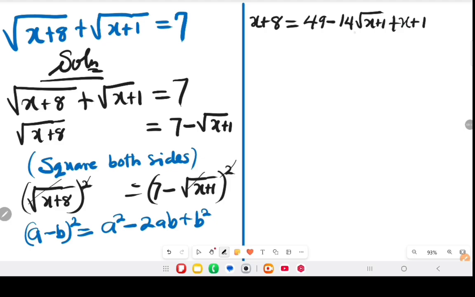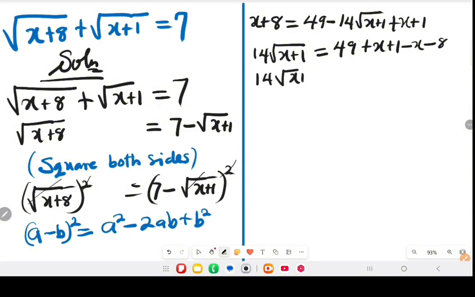First, we move minus 14 root of x plus 1 to the left hand side to become positive. Then we have 14 root of x plus 1 equal to, we retain 49 plus x plus 1. Then we move x plus 8 to the right hand side. We have minus x minus 8. If we continue, we have 14 root of x plus 1 gives us 42 plus x, cancel minus x, then the left hand side remains 42.